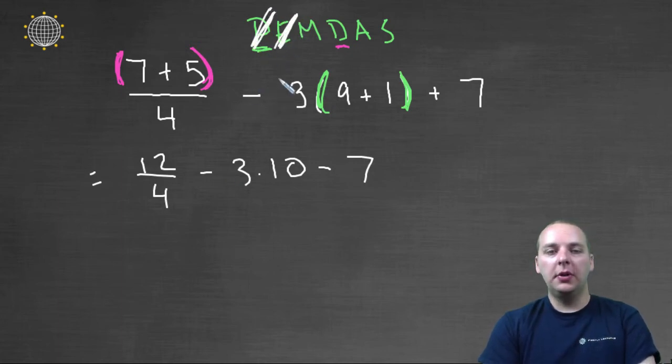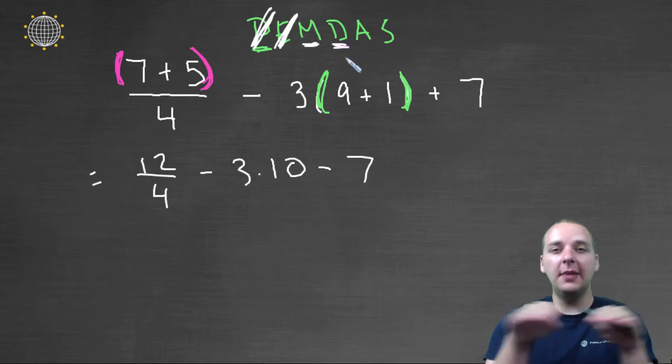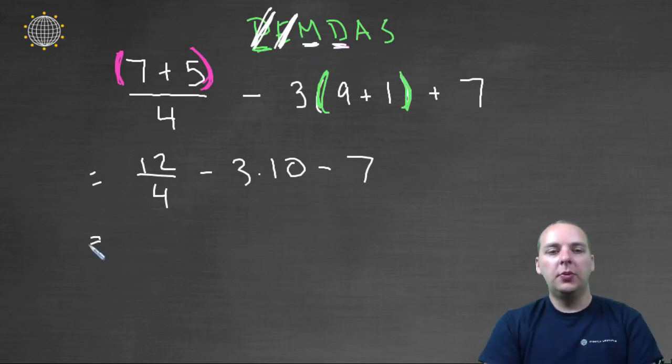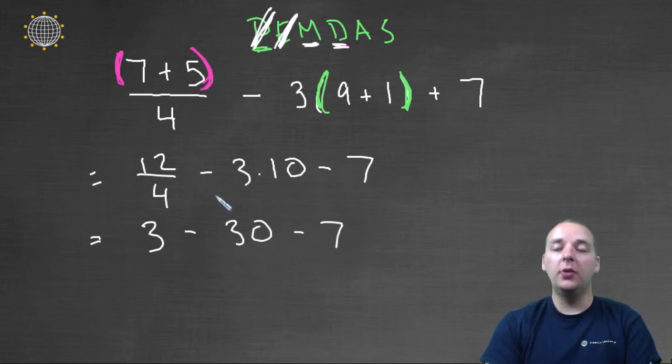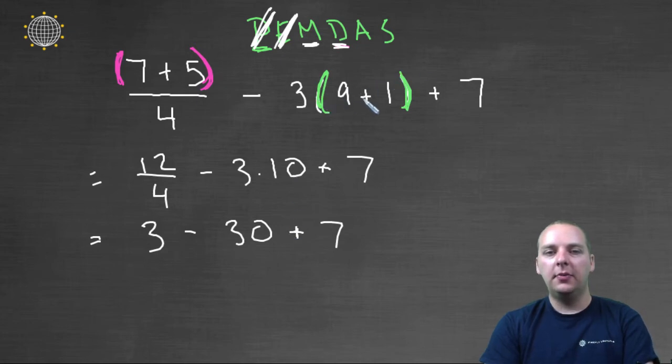There are no exponents. Next we'll do multiplication, division, and they're on the same level. So we'll do them all at the same time. So 12 divided by 4 is 3. 3 times 10 makes 30. And we still have minus 7 on the end, but I'm not doing the subtraction yet. Oh, I'm sorry, and this is addition. That was a typo, my mistake there. That should be a plus. 3 times 10 plus 7, just a typo.